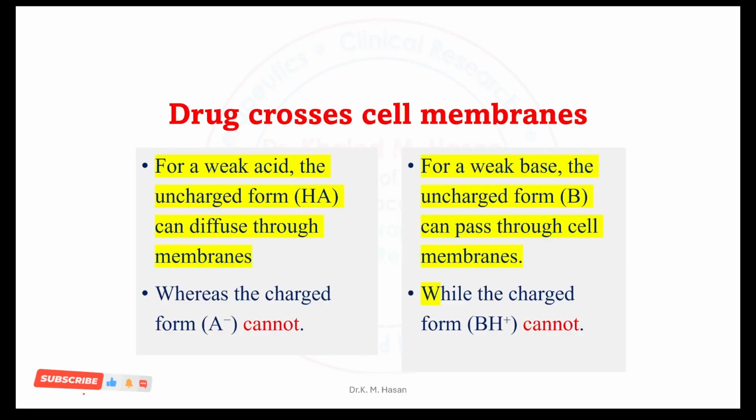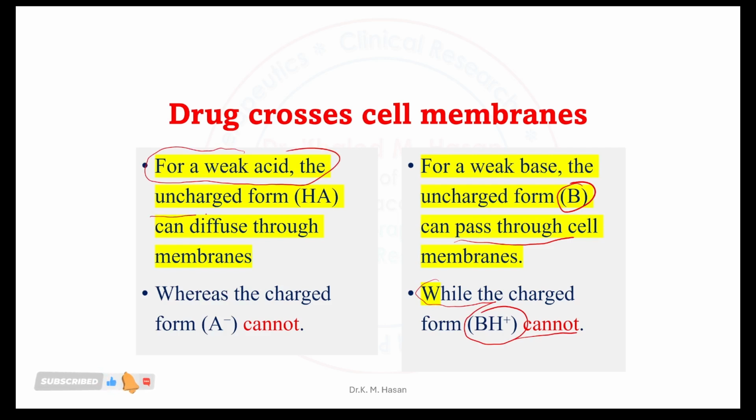Okay, for the drug crossing the biological membrane, for a weak base, the uncharged form, which is considered B here, passes easily through the cell membrane. However, the charged form BH plus cannot cross the membrane. On the other hand, if you look at the weak acid, the uncharged form HA can easily cross the membrane. However, the charged form A minus cannot cross the membrane.